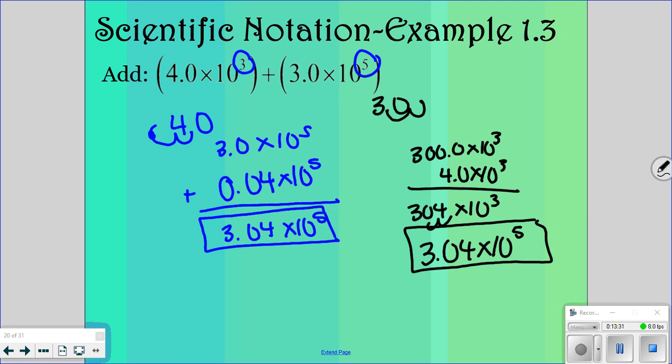You can also change both of them into standard form. So 4 times 10 to the 3rd would be 400, and 3 times 10 to the 5th would be 3, 1, 2, 3, 4, 5. And then you get 304 and 3 zeros, 304,000. And if you put that in scientific notation, you get back with what we started with. So any of those work. You'll figure out as you do them which one is the quickest or which one you prefer. It doesn't matter to me, whatever you would like.